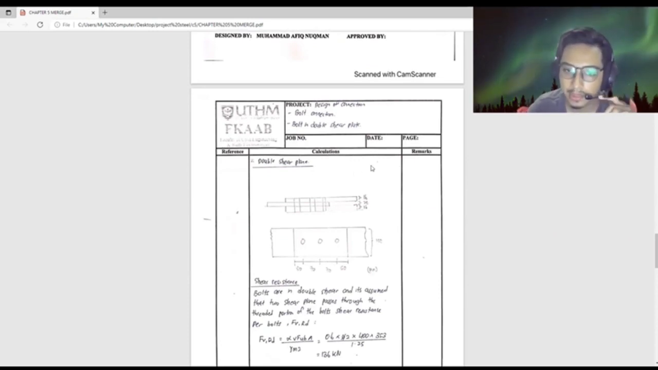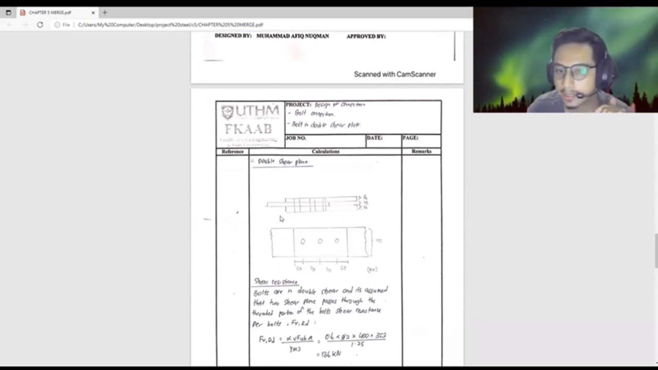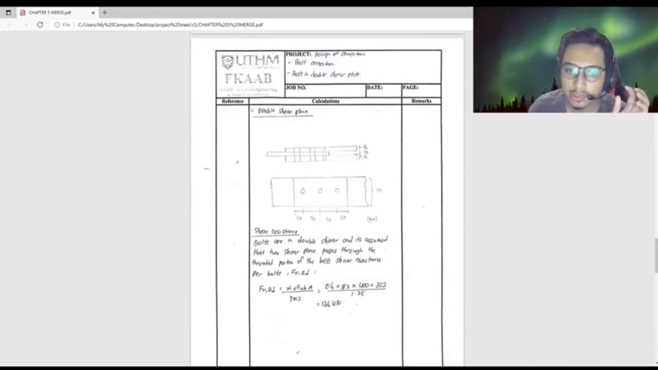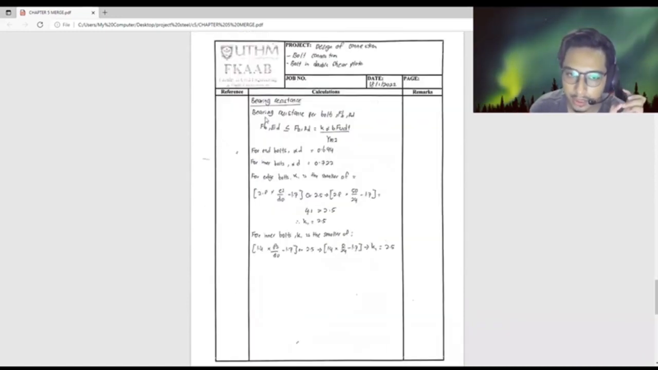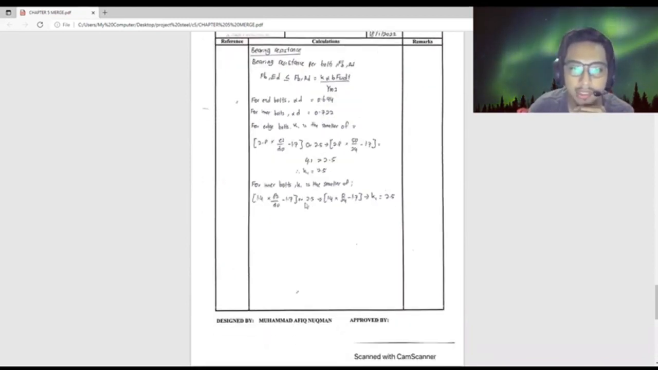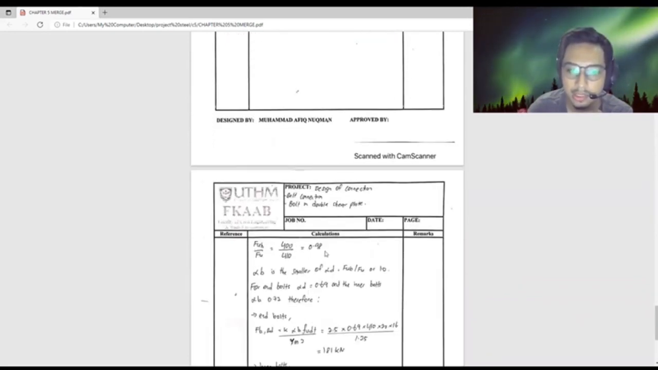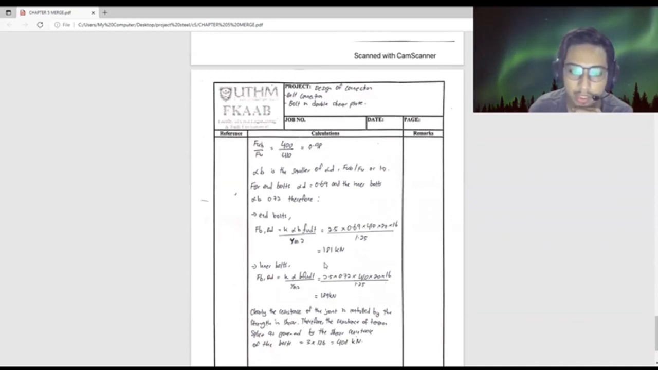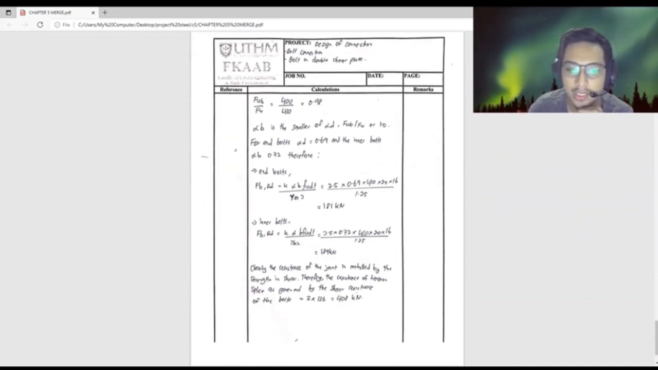Next, for the double shear plane, this is the detailing drawing for the bolts. The bolts are in double shear, and it's assumed that two shear planes pass through the threaded portion of the bolts. Shear resistance per bolt FVRD is 136 kilonewton. For the bearing resistance, FBRD for end bolt is 0.694 and for inner bolt is 0.722. For the inner bolts, K1 is the smaller of 2.5 and this one, 0.98. For the end bolt, the value is 181 kilonewton, and for the inner bolt it is 189 kilonewton.